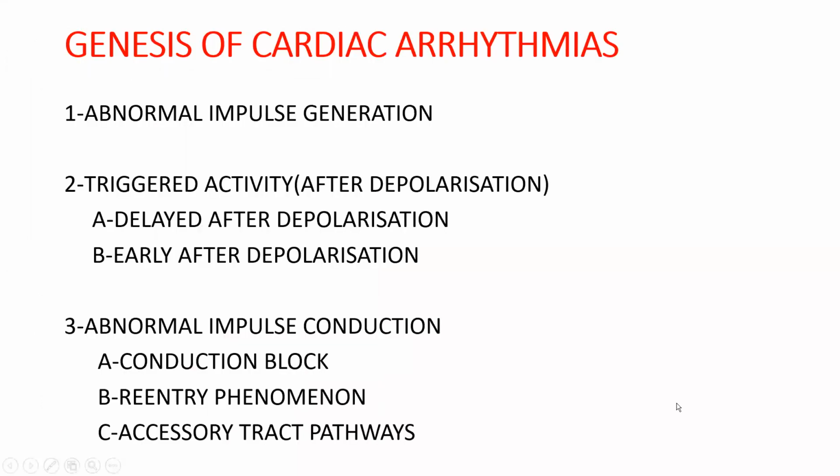Coming to the genesis of cardiac arrhythmias, you need not know it in detail, just remember the names. The genesis has three things: abnormal impulse generation, triggered activity, and abnormal impulse conduction. Triggered activity is also known as after depolarization, and includes delayed after depolarization and early after depolarization. Abnormal impulse conduction includes three things: conduction block, re-entry phenomenon, and accessory tract pathways. These are the reasons why arrhythmias are generated and the patient suffers.